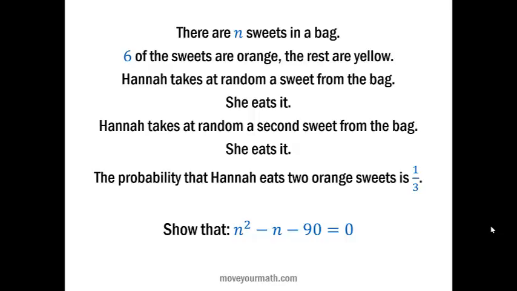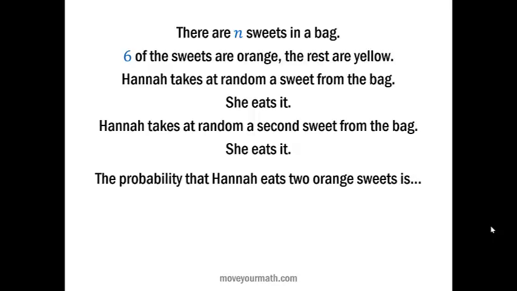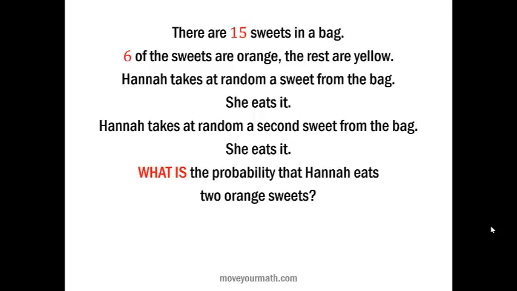What I want to do is fold that back for a minute to the easier version and then tackle that easier version to make sure we understand the underlying theory. So I'm going to get rid of that n squared minus n minus 90 bit. I'm going to suppose we haven't been told what the probability that Hannah eats 2 orange sweets is. And finally, let's start right at the top and suppose we know there are 15 sweets in the bag. Suppose 6 of those are orange, and we do the pick 2 sweets and eat them experiment, and ask what is the probability that Hannah eats 2 orange sweets.